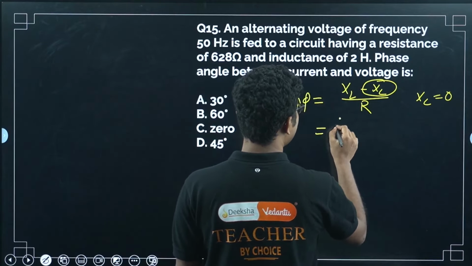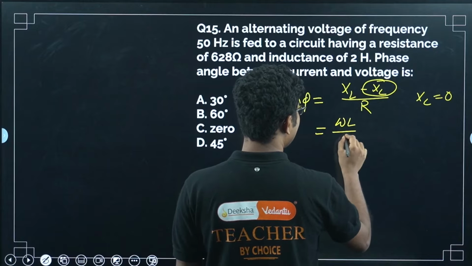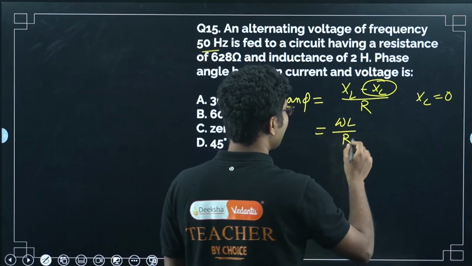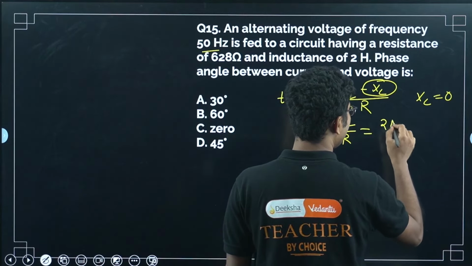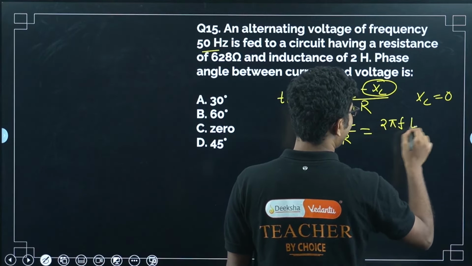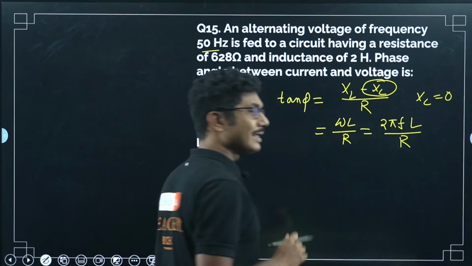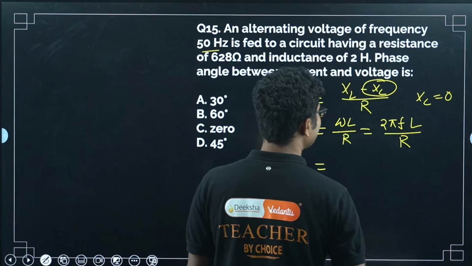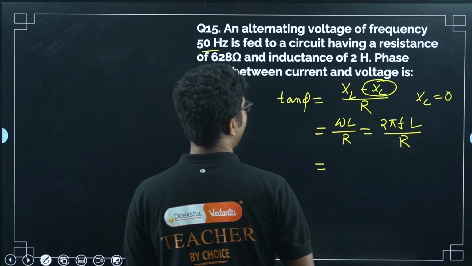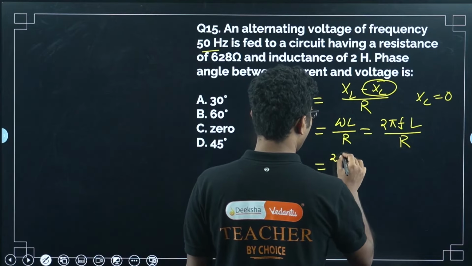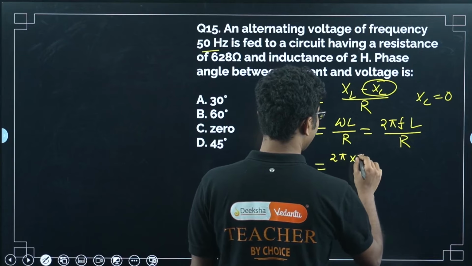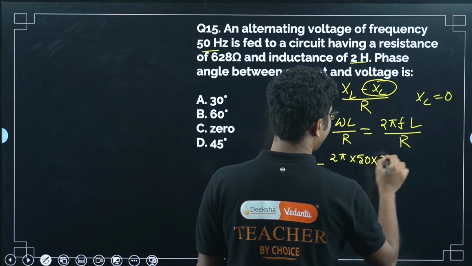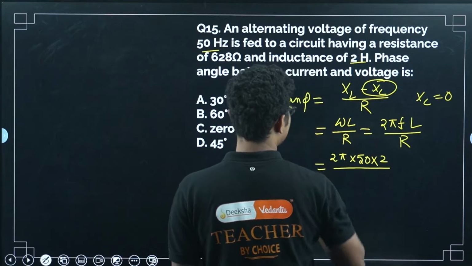XL is nothing but omega L. And here frequency is given, so omega will become 2 pi f, so tan phi is 2 pi f L by R. So omega is 2 pi f, so we have simply put those values. Now let us insert the values and check the value of tan theta. 2 pi f, f is 50, L is 2 Henry, and resistance is 628.